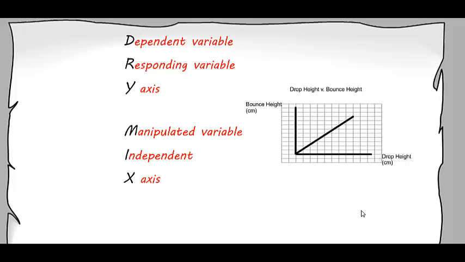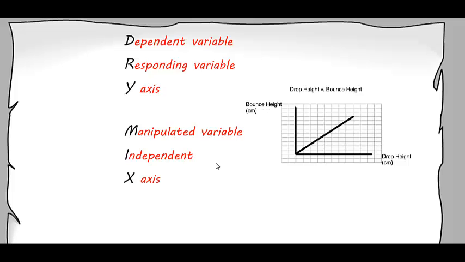One way to remember which data goes on which axis is DRY MIX. DRY refers to the dependent variable. This is the variable that responds to the change to the independent variable, and this is graphed on the y-axis. The dependent variable is the variable that you measure.